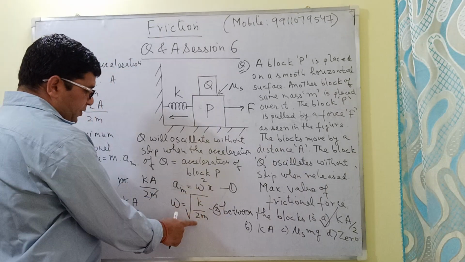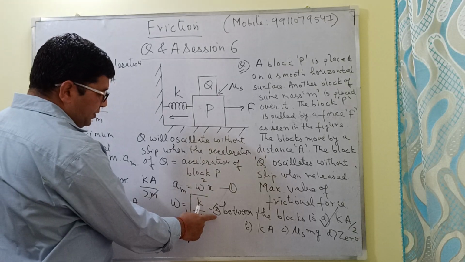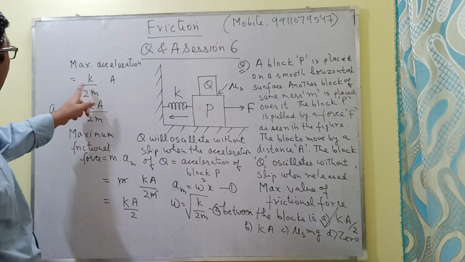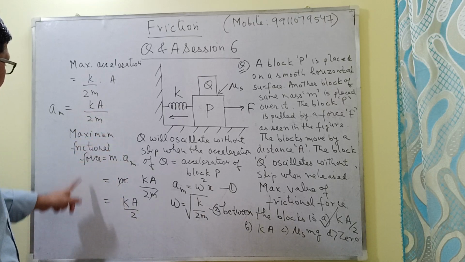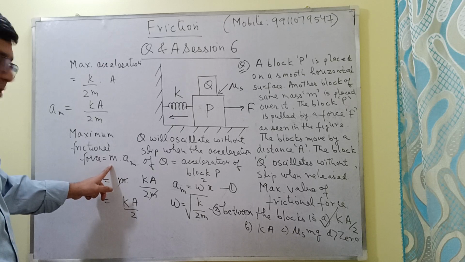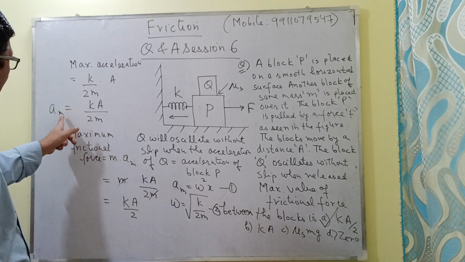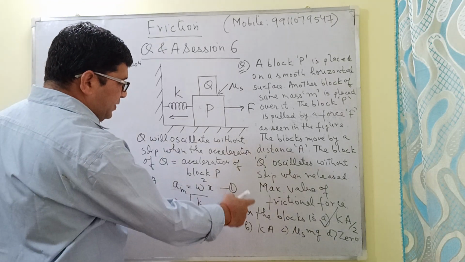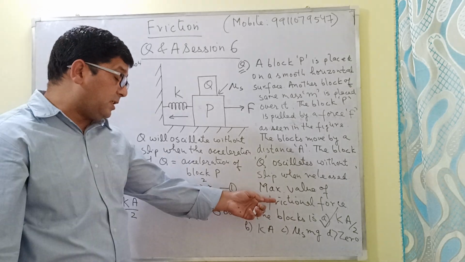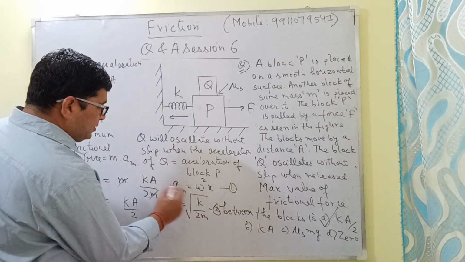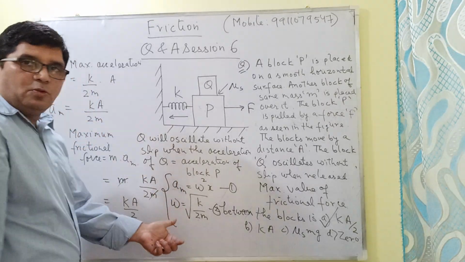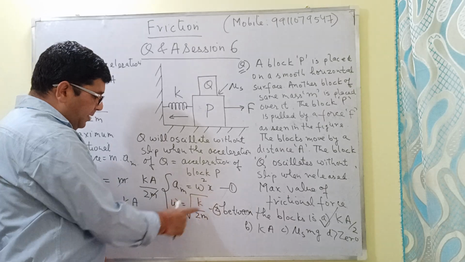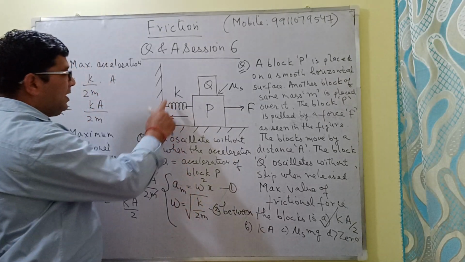Substituting the value of omega from equation number 2 in equation number 1 and putting the value of x, which is equal to a, we have got the value of maximum acceleration as ka divided by 2m. So the maximum value of this frictional force will be mass into acceleration, that is m into ka divided by 2m, which is equal to ka upon 2. In this way we have found the maximum value of the frictional force. The most important thing to remember is these 2 points: the maximum acceleration in simple harmonic motion is omega square x, where x is the displacement, and omega in this case was equal to under root k by 2m, where k was the spring constant.